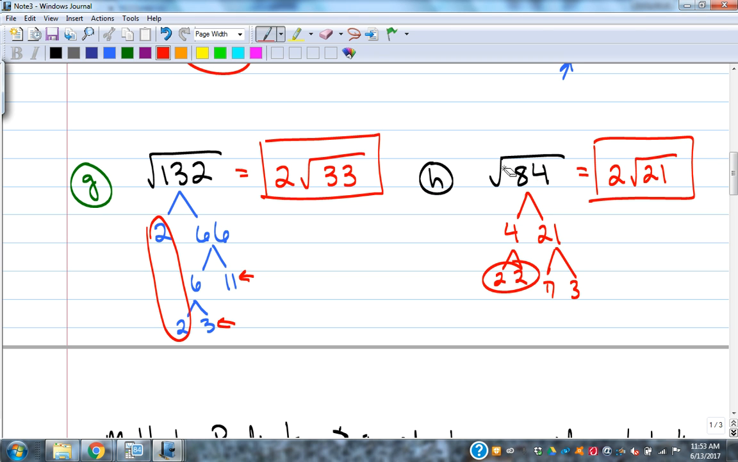On example H, we used the number 84. So for 84, 4 goes into it. 4 goes into 8 twice. 4 goes into 4 once. So that's 4 times 21. And then we break down those numbers. 4 breaks down into 2 times 2. 21 is 7 and 3. We have a pair of 2's. So that's the 2 that's on the outside. 7 times 3 is 21 on the inside.